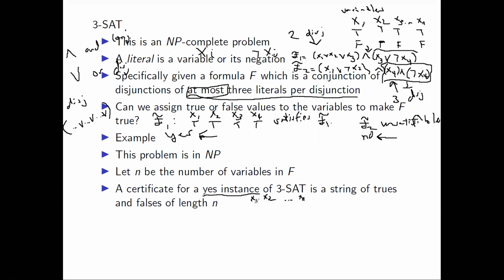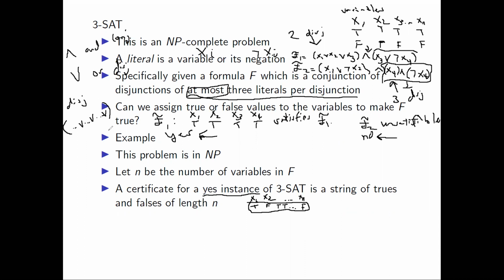So, an instance where the formula is satisfiable. We'll take whatever the true-false assignment is, and that is our certificate that we give to the verifier. And that's just a string of trues and falses of length n. And the verifier takes that certificate.